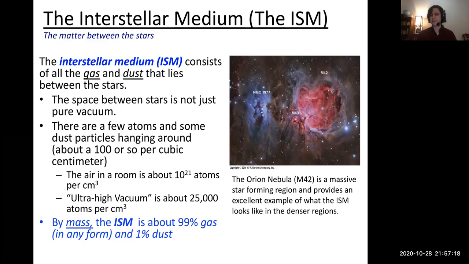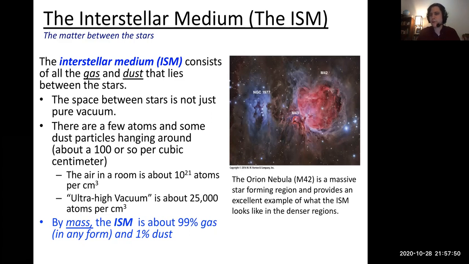Even these dense regions are better than most of the vacuum chambers you can have access to here on Earth. So what we call a vacuum on Earth, most of the densest regions of the ISM are still less dense than that. But let's talk about the fact they aren't a pure vacuum, but they are better than the vacuums we have here on Earth. What are the densities that we're really talking about? We're really just talking about a couple of atoms and some dust particles per cubic centimeter.